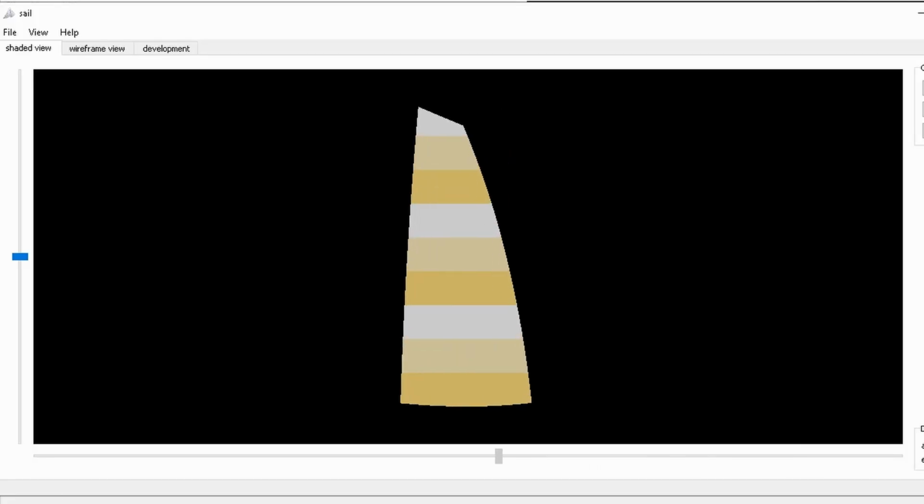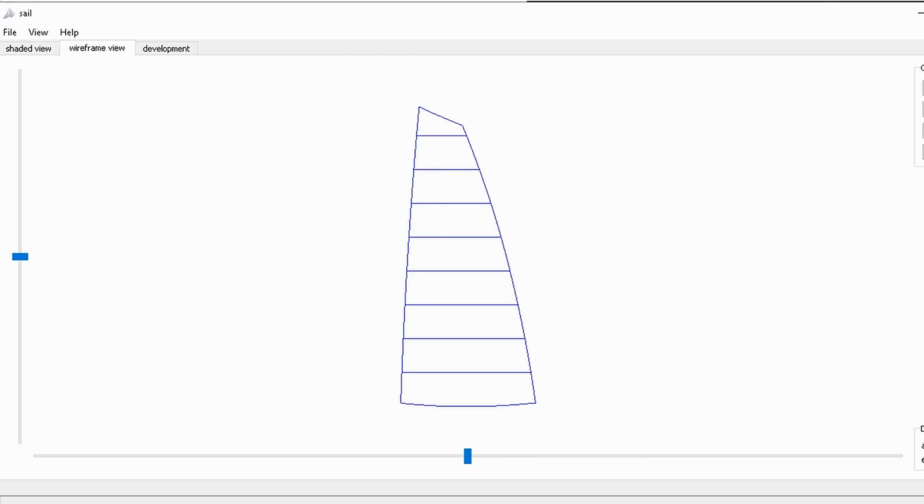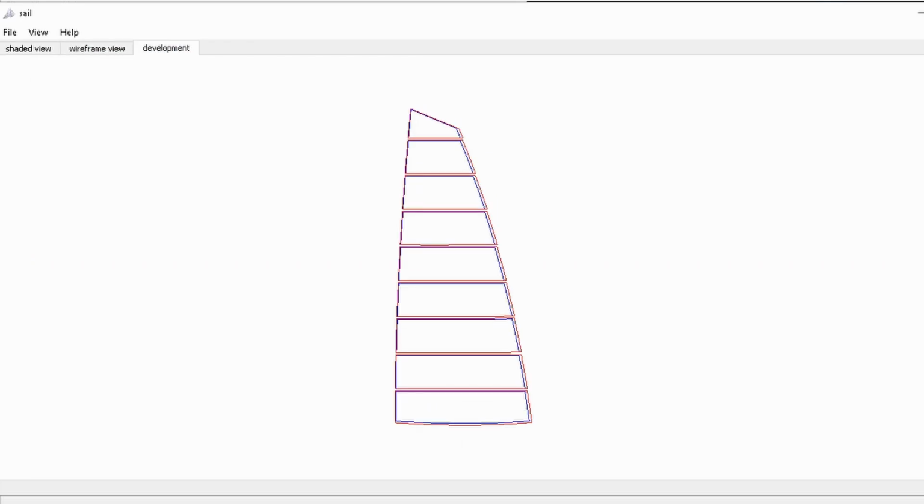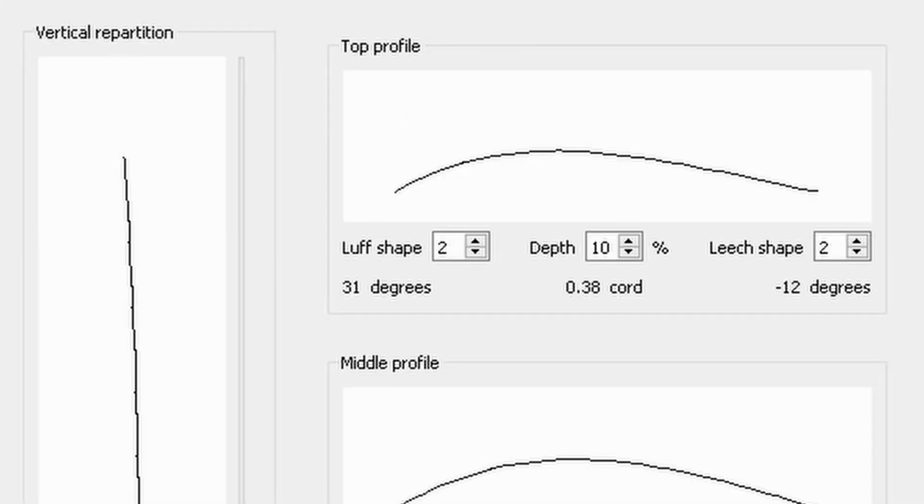I chose SailCut to design the mainsail and the jib because it's free and easy to use. I did a lot of research on the internet and in books to find the values for twist and draft of the sails. But finally I found it and entered it into SailCut.